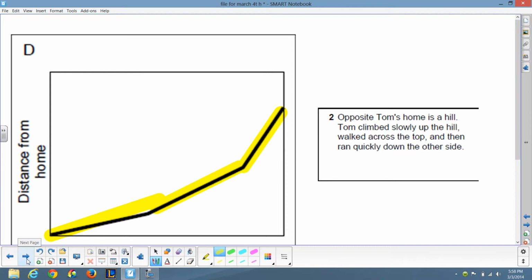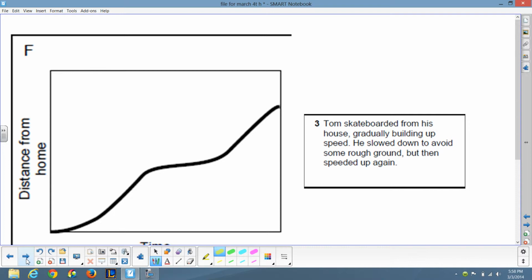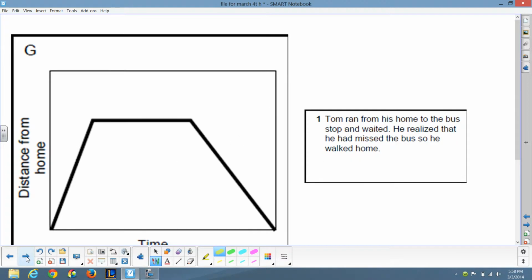Now we're going to go more quickly through the others. Pause if you need to on any of them. E is number 6. F. Oh yeah, I guess there are some curves in this one. We also have gradually, so you see the gradually in the curves. So F is number 3. G is number 1.